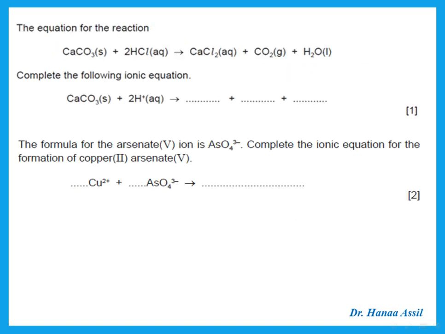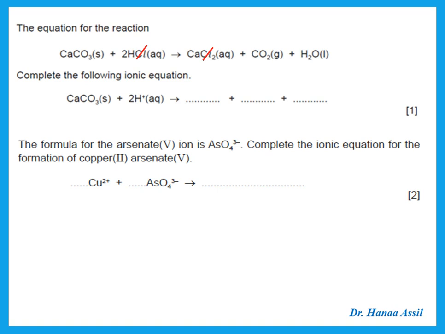Okay, so this is a question from the Cambridge IGCSE past paper. So he's saying he has calcium carbonate plus 2HCl to give calcium chloride plus carbon dioxide plus water. And he's saying I want to write it as an ionic equation. So of course the calcium carbonate solid is written as it is. Now, the HCl is aqueous, so I can ionize it. So I will actually ionize it into 2H plus and 2Cl minus.